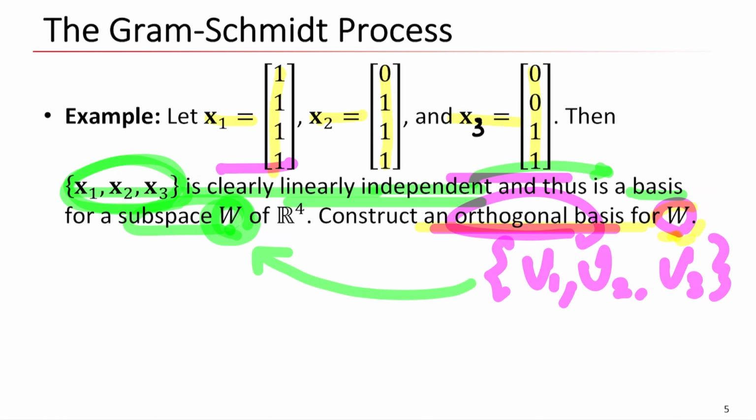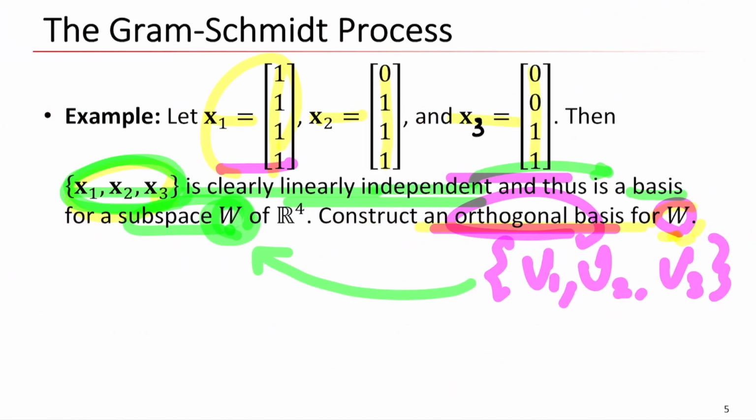Then we can extend this technique to a higher-dimensional space, in this case four-dimensional space with three basis vectors, right? So what can we do? First of all, we already know x1, x2, and x3 are clearly linearly independent. Thus, they are a basis for the subspace W of R^4. Then the question is to construct an orthogonal basis for W. This is the goal of the Gram-Schmidt process, right?